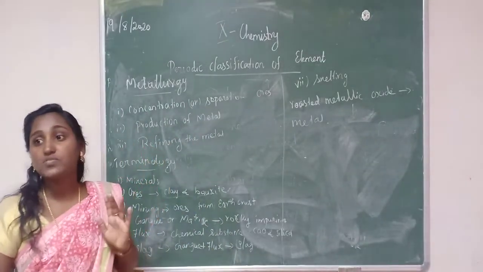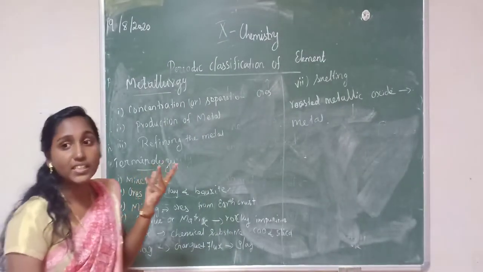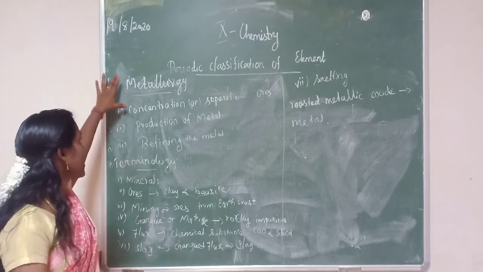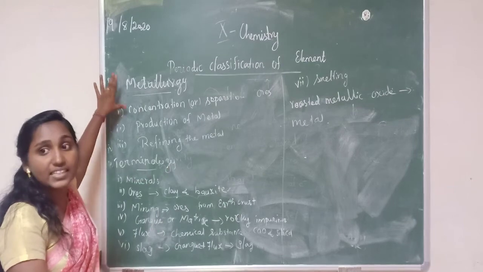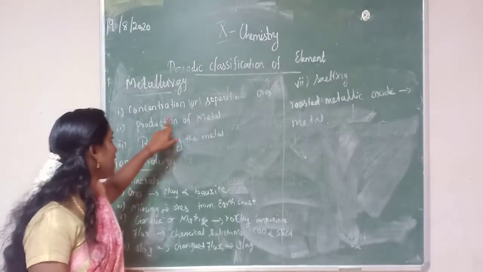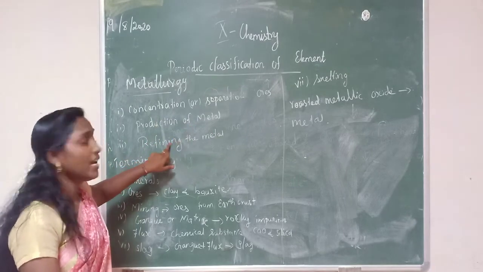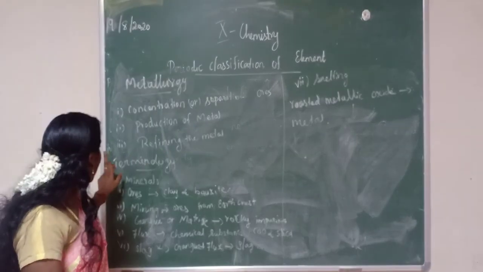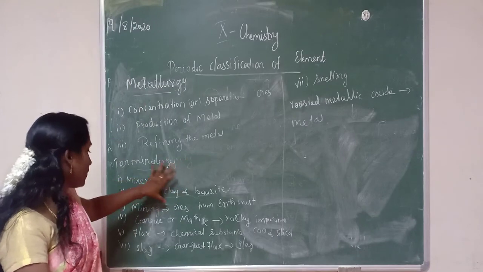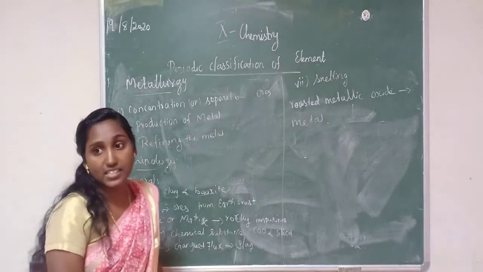So what topics did we study in this class? Periodic properties, five properties we studied. Then next we studied metallurgy. In metallurgy, three steps we studied: concentration or separation, production of metal, and refining the metal. Then we studied terminology in metallurgy. Here we studied six terms. Study, students.